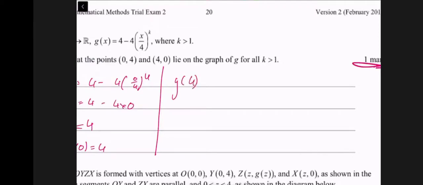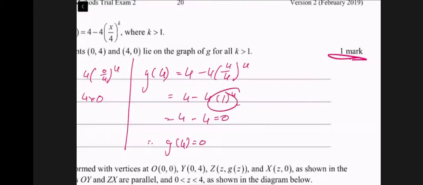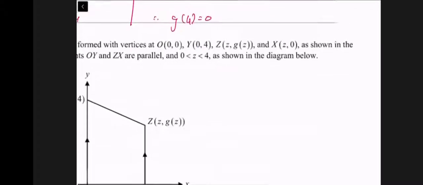The second part is that g(4) is 0, so 4 minus 4 times (4/4) to the power k, so 4 minus 4 times 1 to the k, 4 minus 4, which is 0. So g(4) equals 0. Here, you would try to show that you understand 1 to the power of anything is still 1.